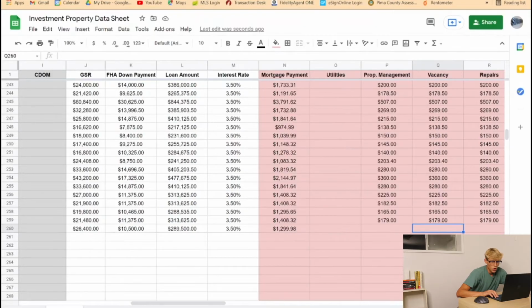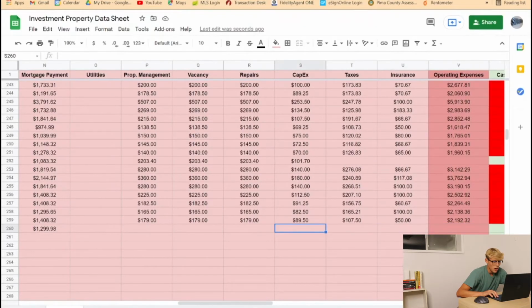So now we're going to go and see our operating expenses, the fun part. So property management, again, is your 10%. Your vacancy is 10% of the gross scheduled rent. Repairs, 10%. And your CapEx, 5%. Now, hold on, wait a second. Why is property management, vacancy, and repairs more expensive than before?